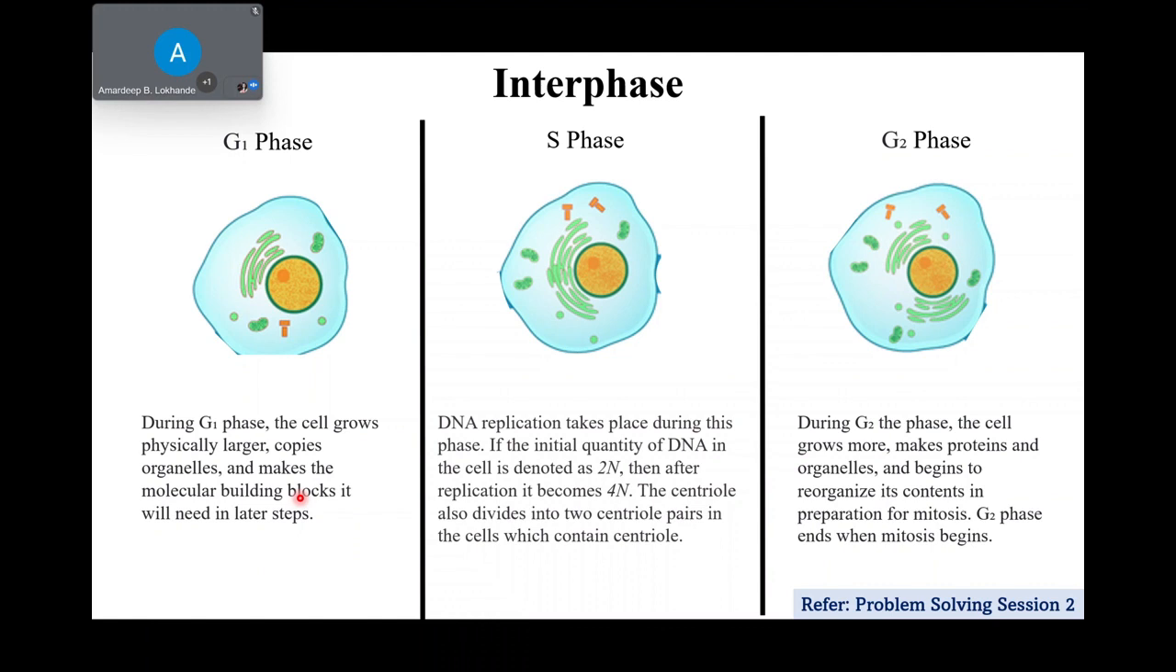So if you started with 2n, you now have 4n. The 4n is pulled equally to the two poles, so 2n moves to this side and 2n moves to the other side. And in the last phase, which is called telophase, you have the cells forming at these two ends. Both of them will have 2n, which is equal to what they started with. In telophase, they will start getting the nuclear membrane and nucleolus back. All these components will start again, and then organelles will also start to distribute themselves in the two halves.